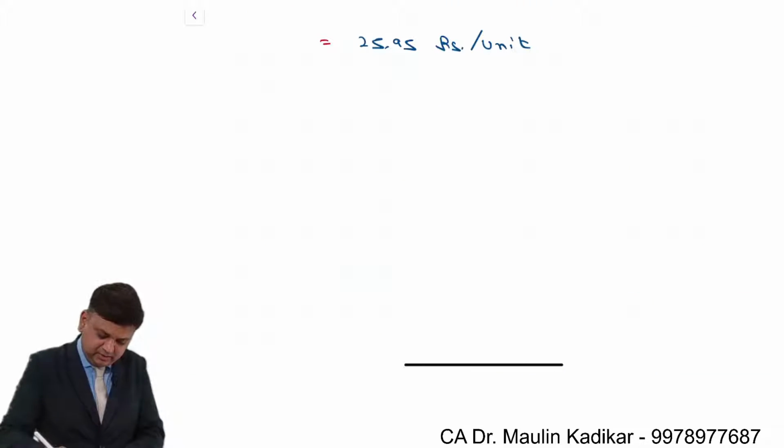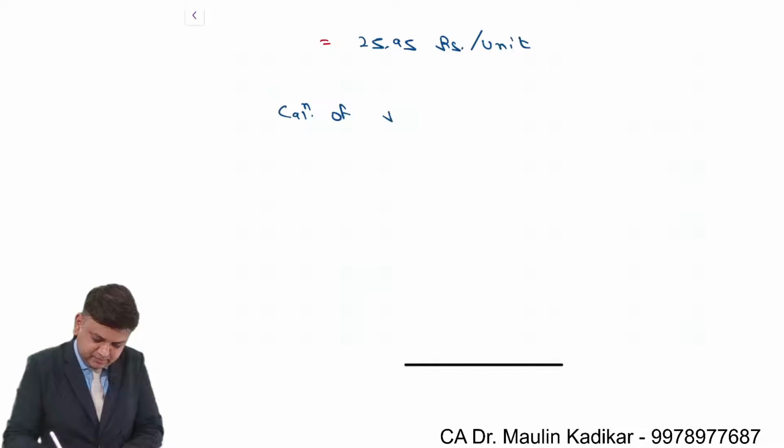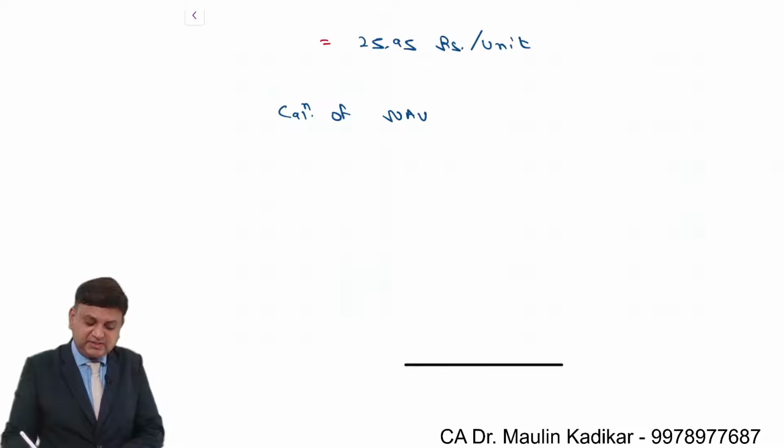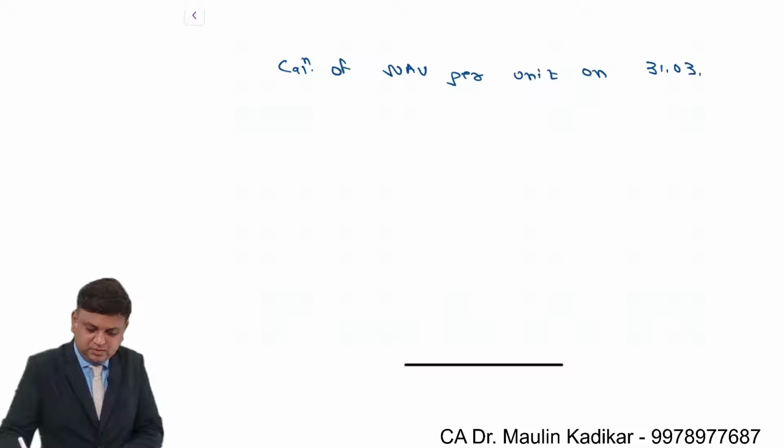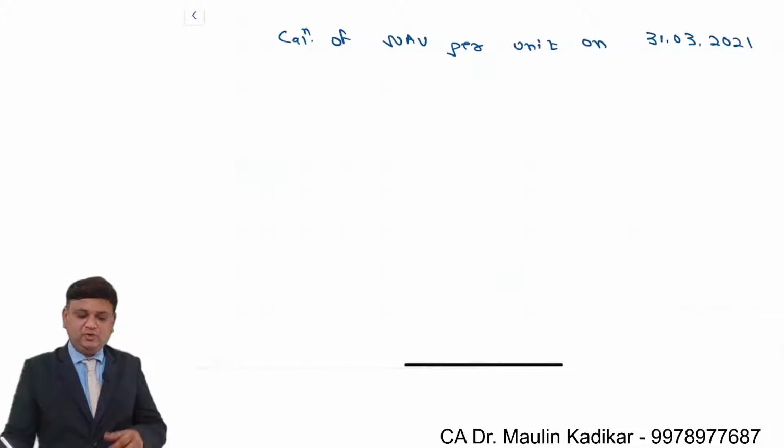Let us add a new heading: calculation of net asset value per unit on 31st of March 2021. So let us see how to calculate the answer.